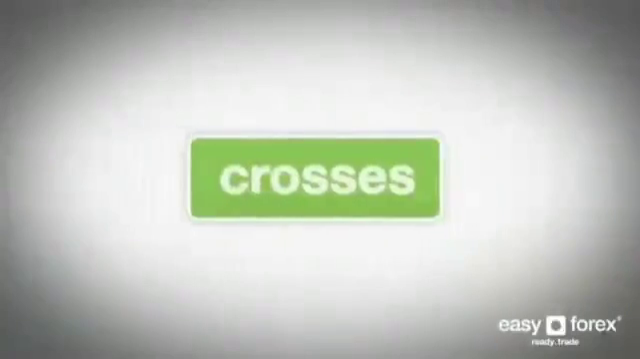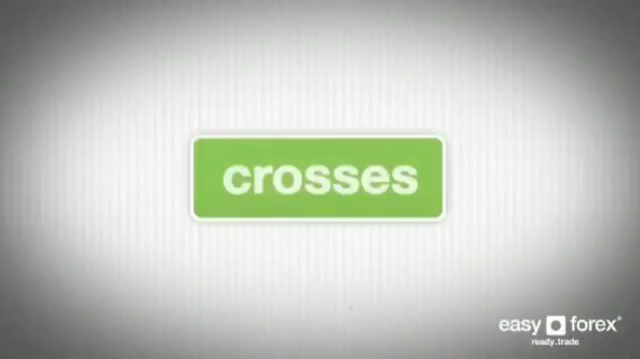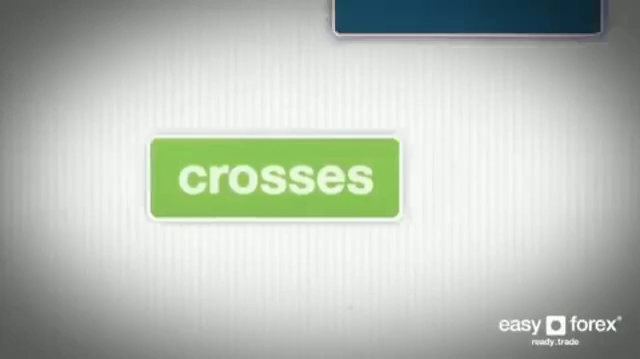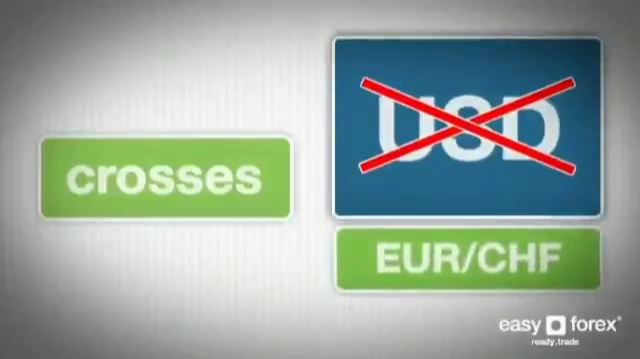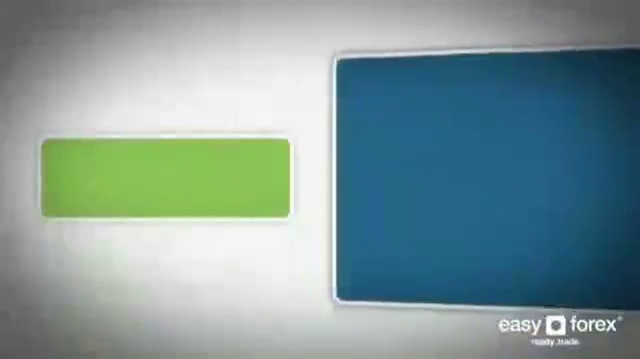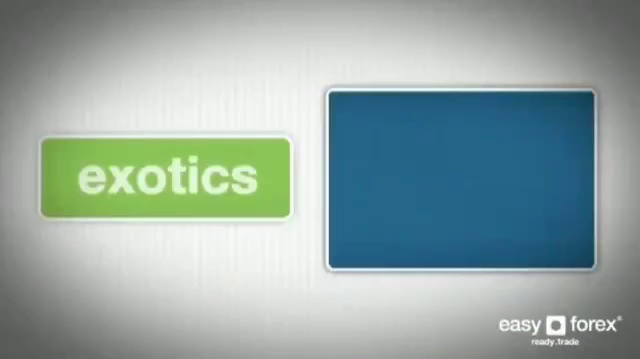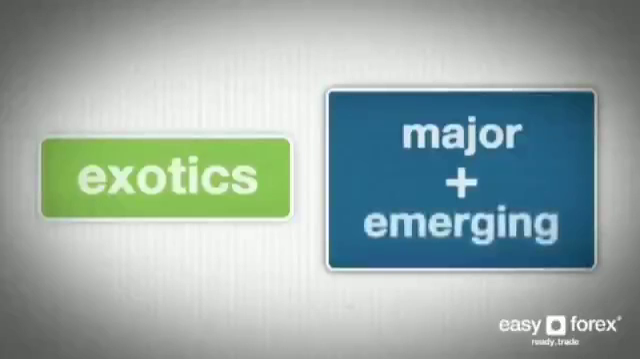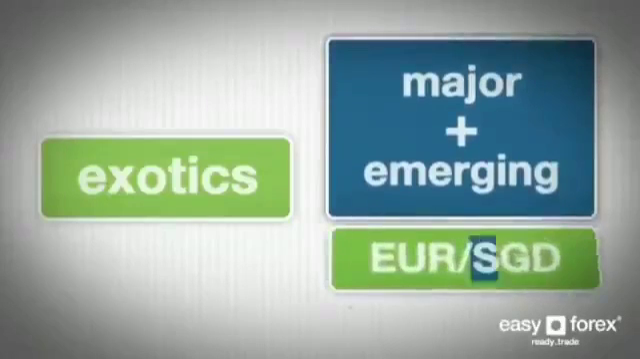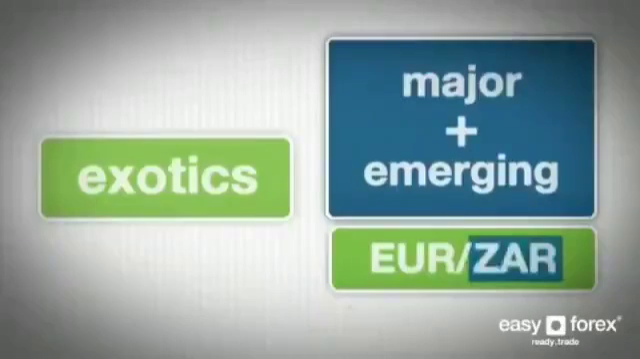In addition to the majors, you also have the option to trade cross-currency pairs. Crosses do not contain the US dollar as a currency, but contain other major currencies. An example of this is the Euro Swiss franc, Euro Swissy. Finally, we have the exotics. These are pairs that have one major currency and another that is from an emerging market, such as the Singapore dollar or South African rand.